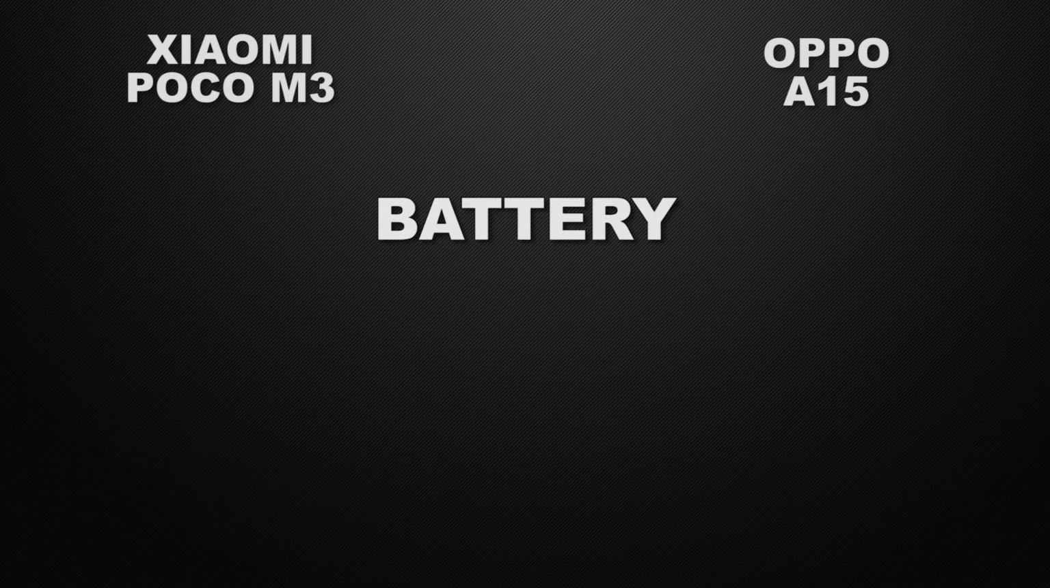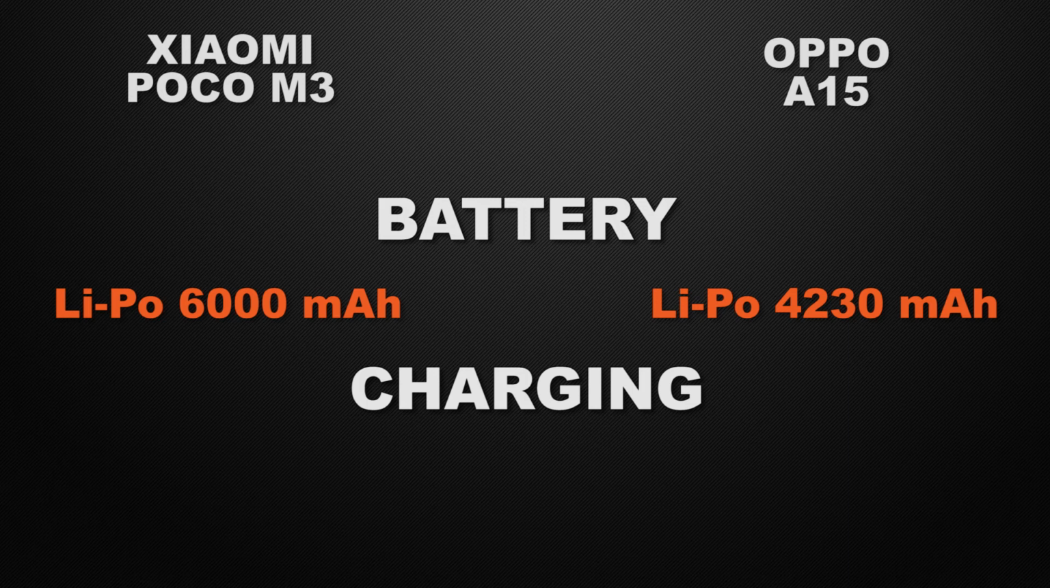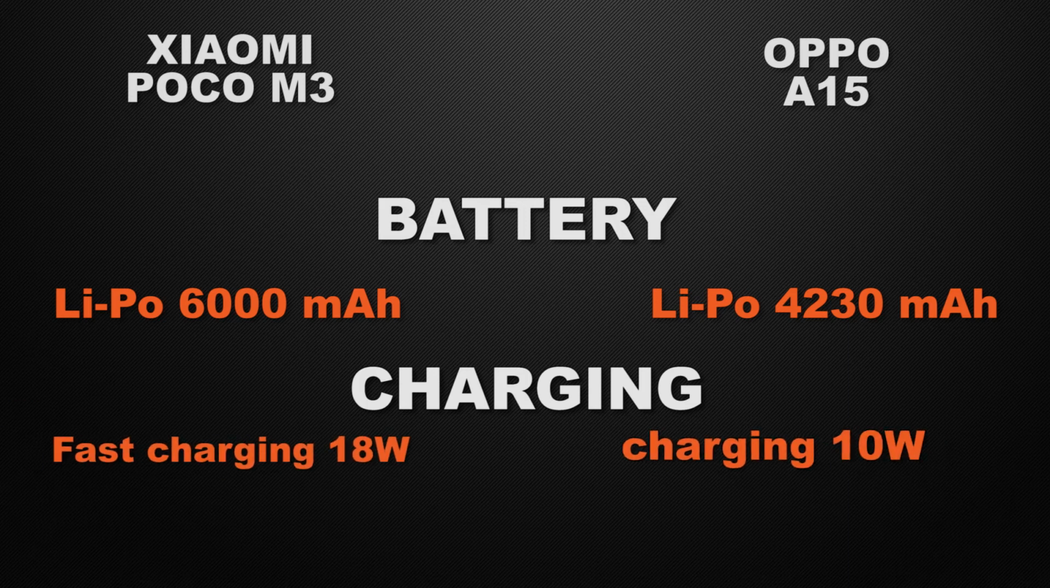Let's talk about the battery capacity of the devices. M3 has 6000 mAh of battery, whereas A15 has 4230 mAh of battery. So the winner here is M3 because of its massive battery capacity. And about the charging speed of the devices, M3 has 18 watts of fast charging. On the other hand, A15 has 10 watts of charging. So the winner here is M3 because it can charge up your device faster.